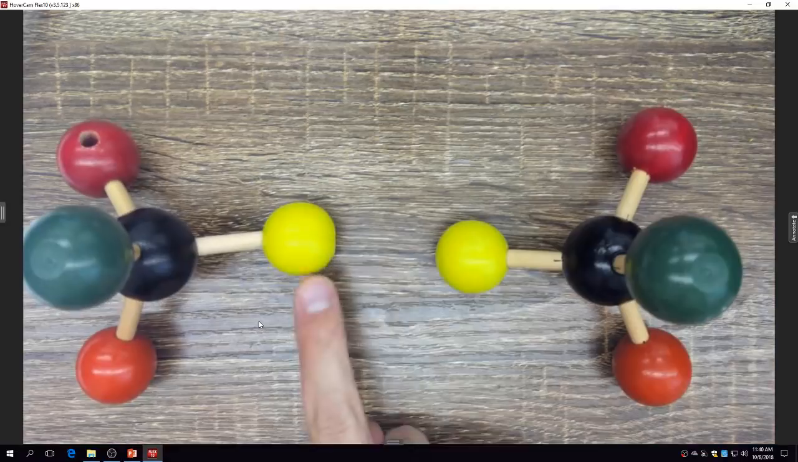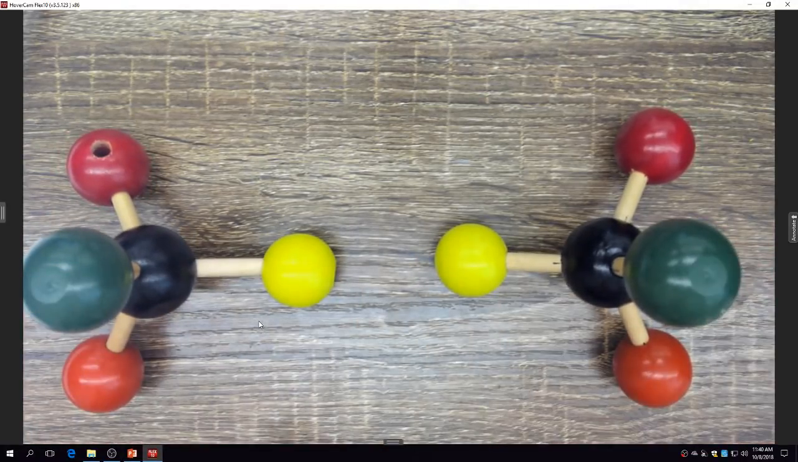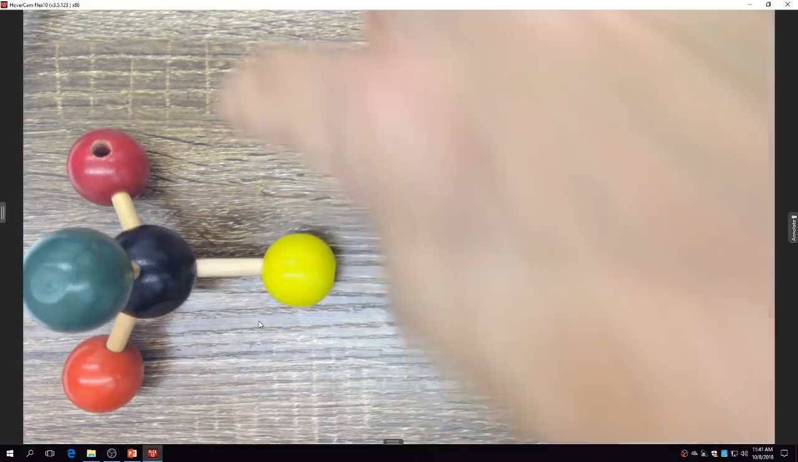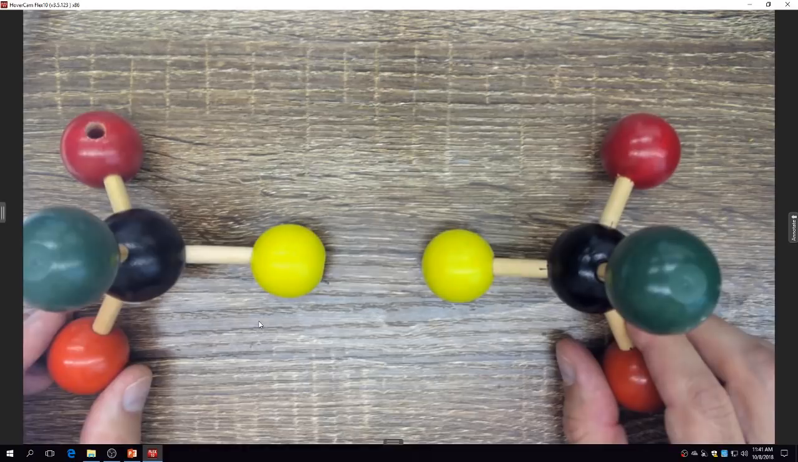So yellow lines up with yellow. Green lines up with green. This is an orangish color, it looks a little red over here, but it's orangish in real life. Orange lines up with orange, and red lines up with red. So these are mirror images. You see that?